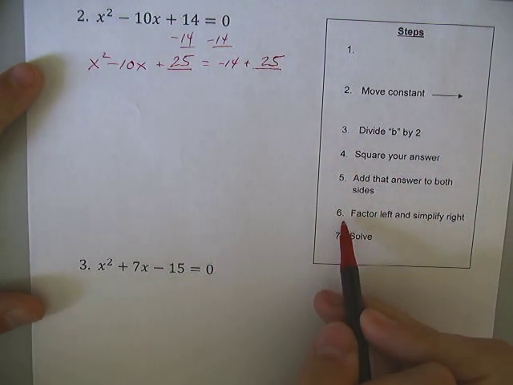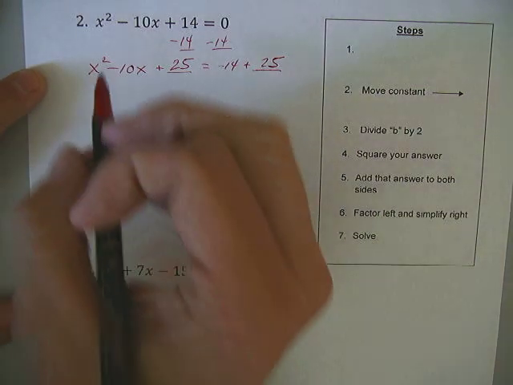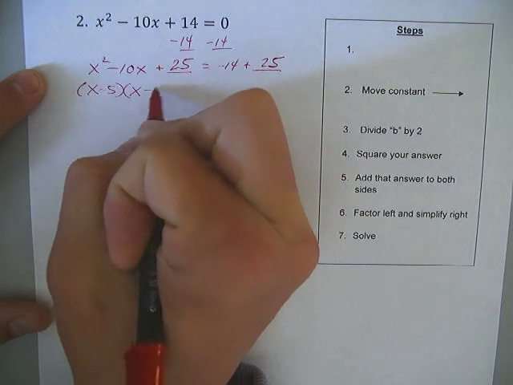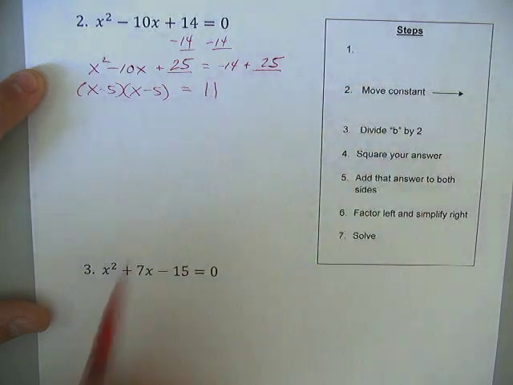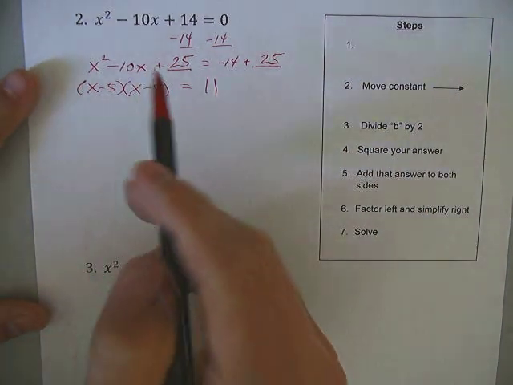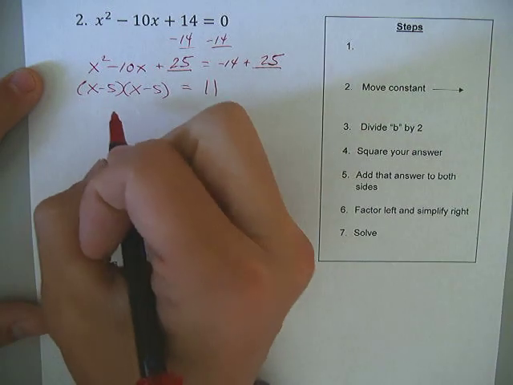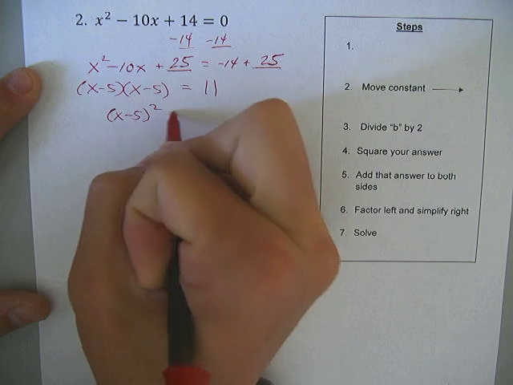Divide by 2 and square it. So divide by 2, that's 5. 5 squared is 25. So I have to add that to both sides. Okay, down here to the 6th step already. And that is factor to the left, simplify the right. So factor to the left, so that becomes x minus 5 and x minus 5. And over here, that becomes 11.